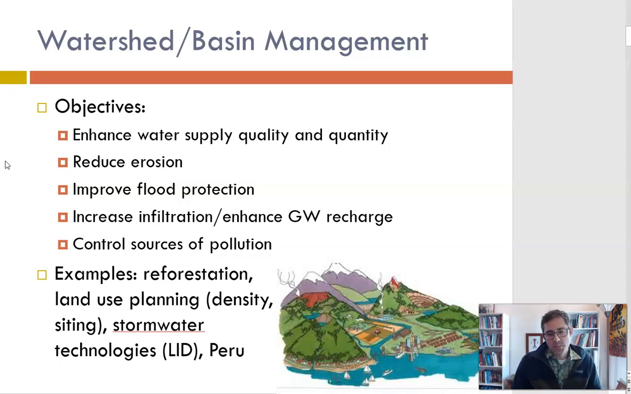One is that it washes away the most fertile soil, which is usually the topsoil, the top layer of soil, but also because it can reshape landscapes, it can cause instability in foundations and things like that. We want to improve flood protection. So if we can slow down water, as we've talked about with our surface water runoff section, if we can enhance infiltration, we'll reduce potential flooding that could happen downstream.